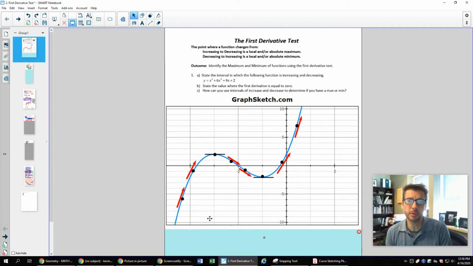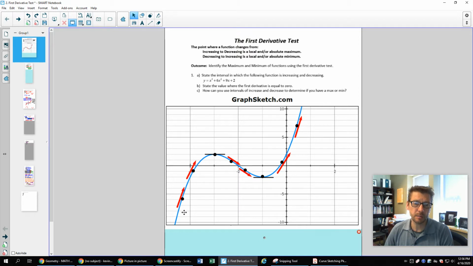So when we talk about the first derivative test, we're going to talk about how you know if you're at the top of a curve or the bottom of a curve. We're going to use the idea that when you go from an increasing function, so from positive slopes to negative slopes, you go through a maximum value. Or when you go from negative slopes to positive slopes, you have to go through zero. So you have a zero slope, and you go through a minimum. And that's what the first derivative test is about.